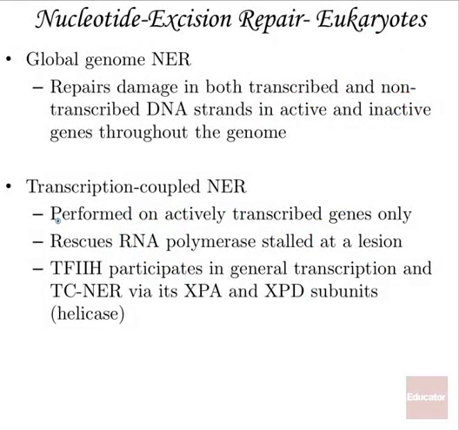So there's two different types of NER that we can accomplish in eukaryotes. First is global genome nucleotide excision repair, and then the second one is transcription coupled NER. And the difference is that global genome NER can repair damage in both the transcribed as well as non-transcribed DNA strands in both active and inactive genes throughout the genome. Transcription coupled NER can only be performed on actively transcribed genes. Only.